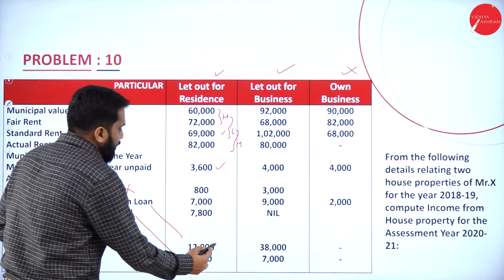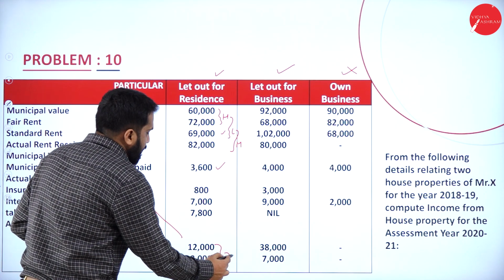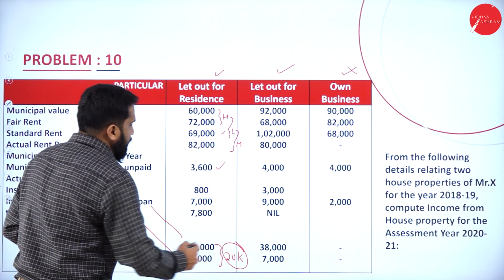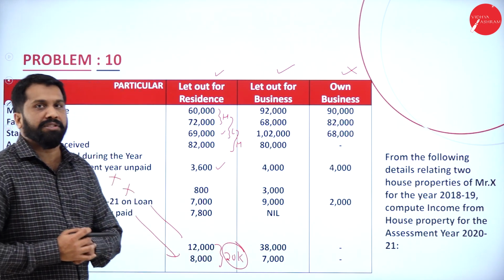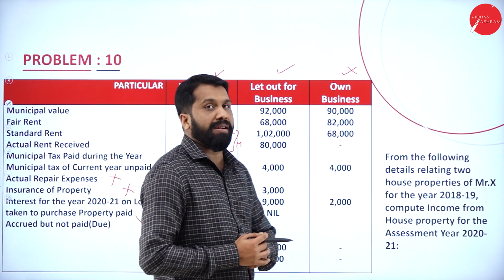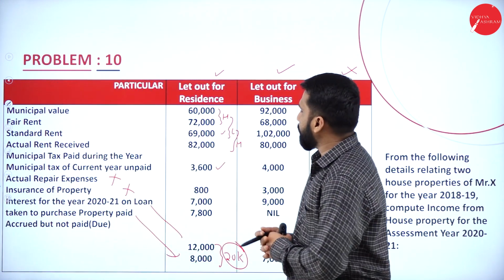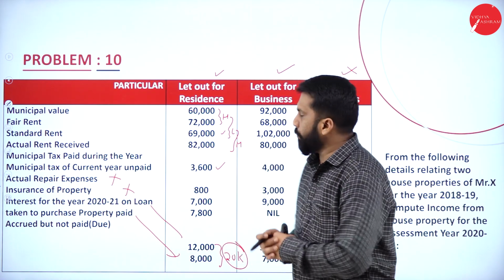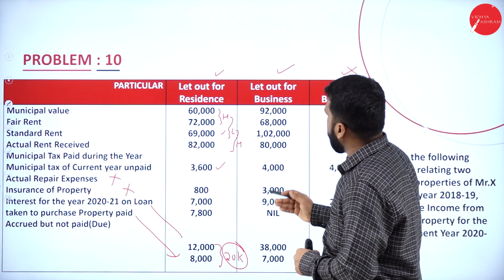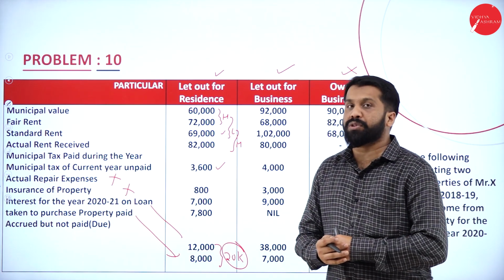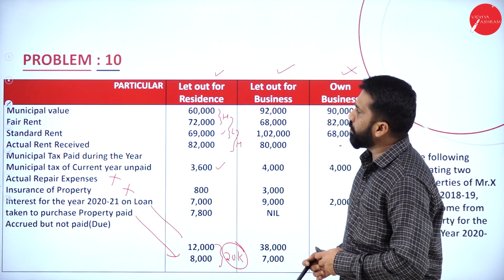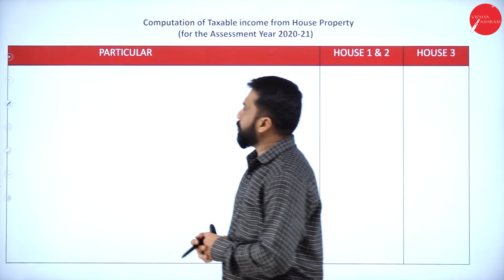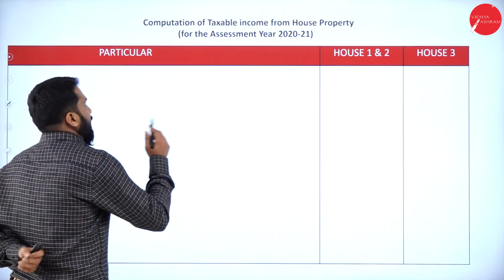Now, 12,000 plus 8,000, it will come around 20,000 as your interest part. So you have paid 20,000 interest, and we are supposed to consider 20,000 as your interest paid. Now we'll go for the answer. Similarly, let out for business also we should calculate. Now I'll go for this first one, your municipal tax.